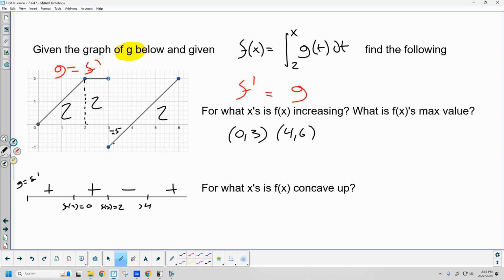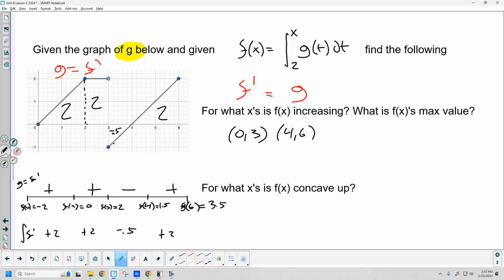F of 4 would have to be 1.5 because we decrease a half. This is the accumulation of my derivative. I go up 2 to 0. I go up 2 to 2. I go down a half to 1.5. And then I go up 2 more to get f of 6. F of 6 is 3.5. And that means f of 0, go back in time, we got negative 2.